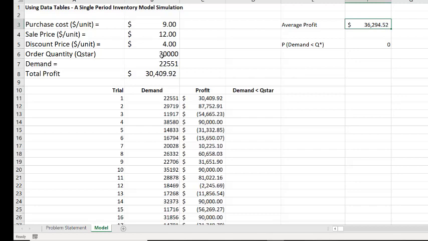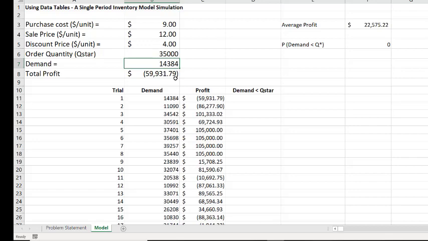The question is, we don't know if this in fact is the maximum profit we can obtain by ordering 30,000 units. So let's take a look at what happens if we order 35,000 units at a time. Well, the average profit drops to 22,500. So obviously we're going in the wrong direction. Let's suppose we order 15,000 units at a time.